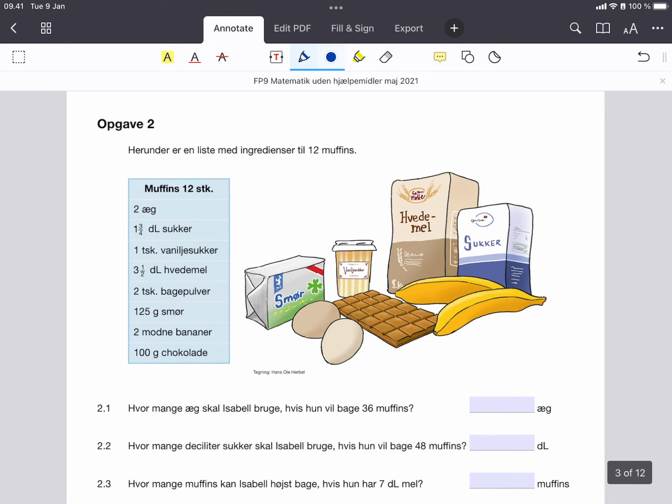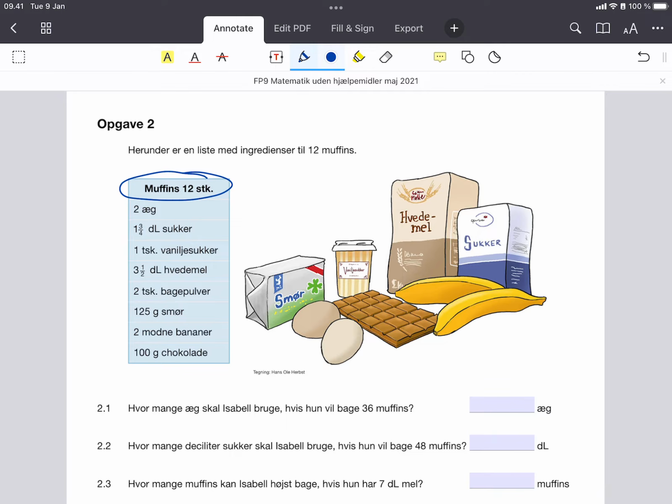Okay, exercise 2. Well, there have been a lot of questions like this in these exams around this time, where you have a recipe for something and then you're asked about different quantities of stuff. So you've got muffins. You've got a recipe for 12 muffins, and it's got ingredients: 2 eggs, 1 3/4 deciliter sugar, 1 I can never remember whether that's a teaspoon or a tablespoon vanilla sugar, 3.5 deciliters of flour, 2 spoons of baking powder, 125 grams of butter, 2 bananas, 100 grams chocolate.